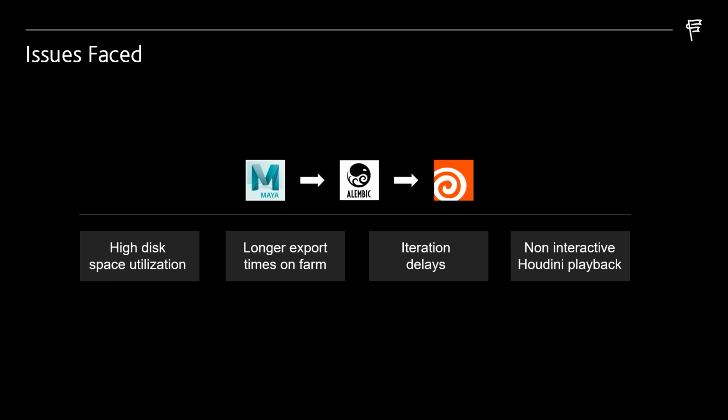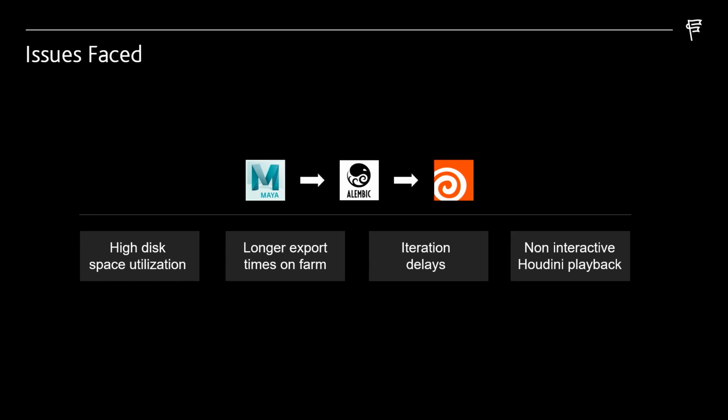So we were using Alembics and had a lot of subframe data. Alembic caches were taking a lot of space on disk, and they were also taking a lot more time to get generated on network and on farm and so on. Because of these two reasons, the iterations were slower. And of course, nothing was interactive inside of Houdini.